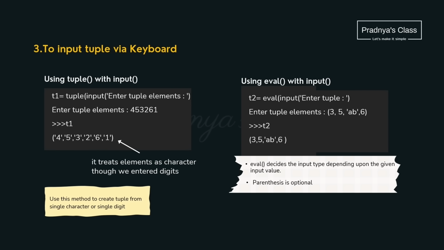We understood how to initialize the elements, but if you want to take input through the keyboard, you can do it. Here is the first way, with the use of the tuple constructor along with input, or you can use eval along with input. When we use the tuple function with input, the input will get converted to a string. That's why the best option is to use eval. The eval function will keep the data type as it is. It will not change it.